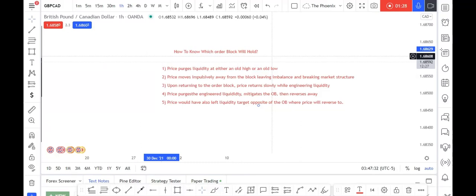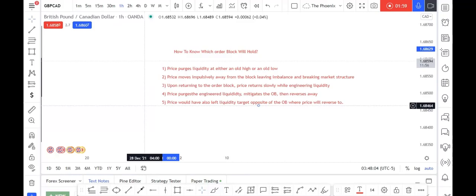If we're going to be looking at what would cause an order block to be valid, then it would be these rules listed here. You're going to be looking for a purge of liquidity, whether it's at an old high or an old low, or even a new high or new low that has liquidity resting above it, just a previous higher low. Look for where liquidity is resting, and look for a draw on that liquidity that has created the order block.